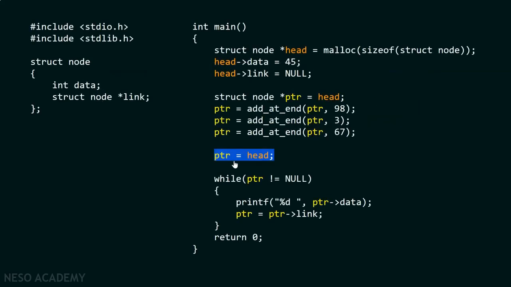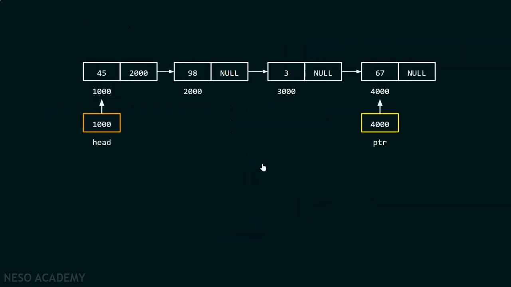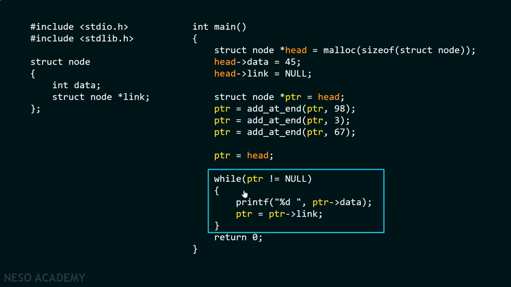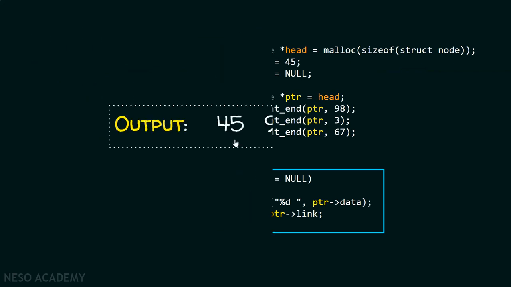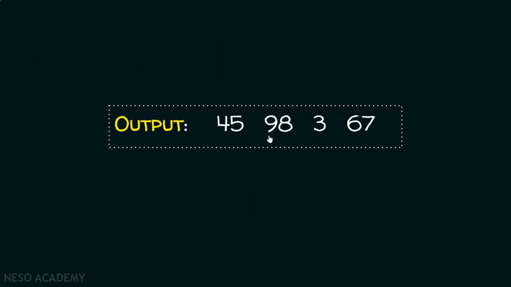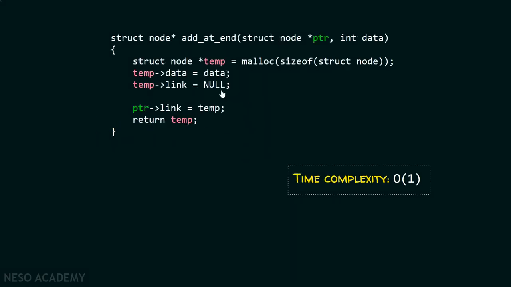And of course, after creating the linked list, you should update PTR by head, which means that now PTR will point to the first node of the list, so that we can use it to traverse the list if we want to print data on the screen. Here you can see this code is for traversal, and of course after this step, the output will be 45, 98, 3 and 67.